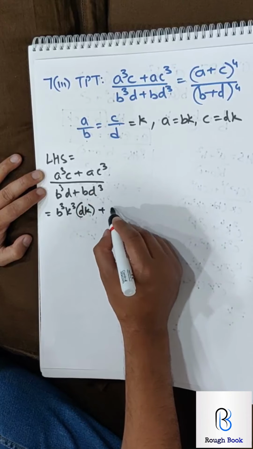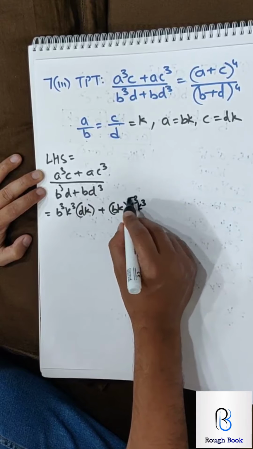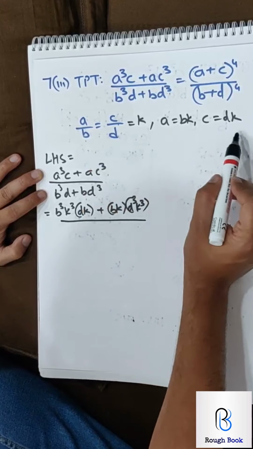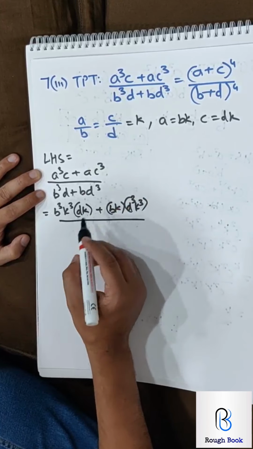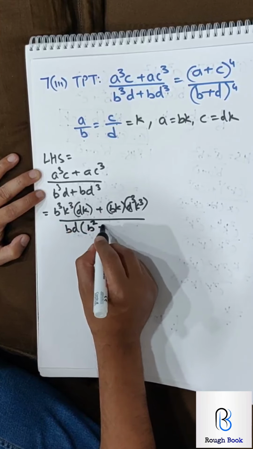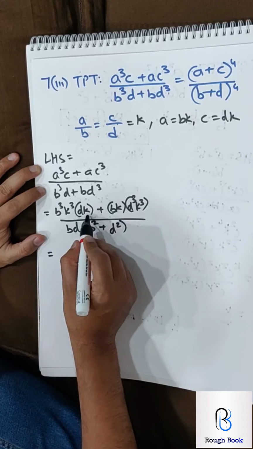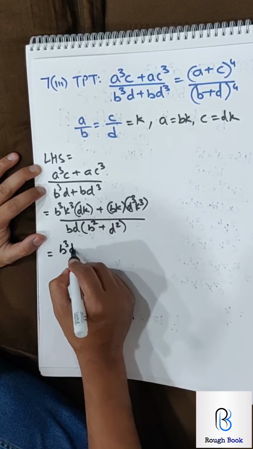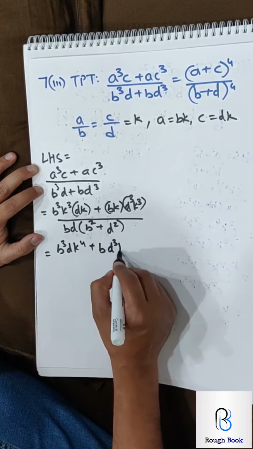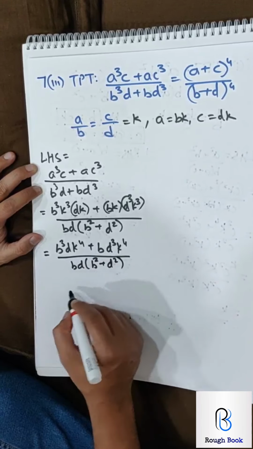Again A is BK but C is DK. So D cube, K cube in brackets. Denominators everything is B and D. We don't have anything of B and D. So just keep it as it is. At the max what we can do is we can pull out 1B and 1D common. So here will be left is B square. Here what will be left is D square. Here when I merge them I will get B cube D K4. Here I will get B D cube K4 upon BD B square plus D square.